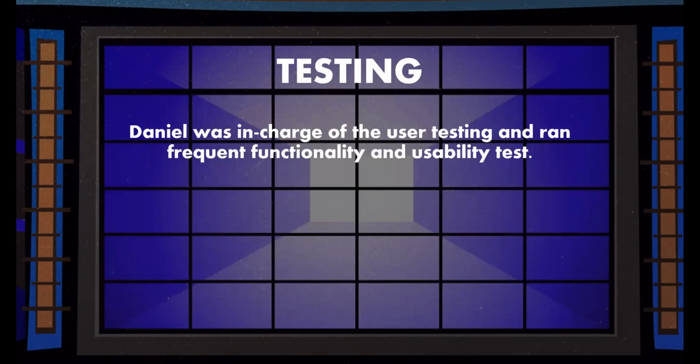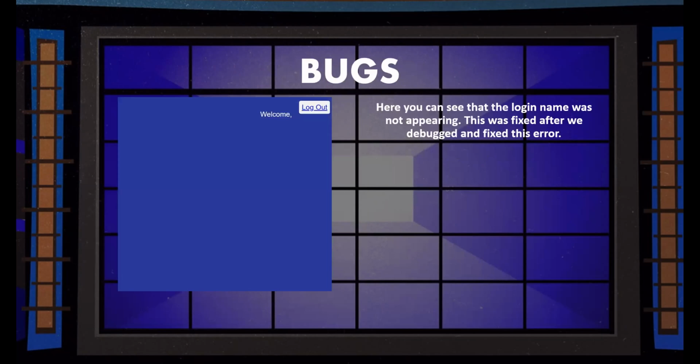So for testing, Daniel was in charge of the user testing and ran frequent functionality and usability tests. And one of the bugs that came across while doing some testing was, here you can see that the login name is not appearing, and this was fixed shortly after I found out about this problem.